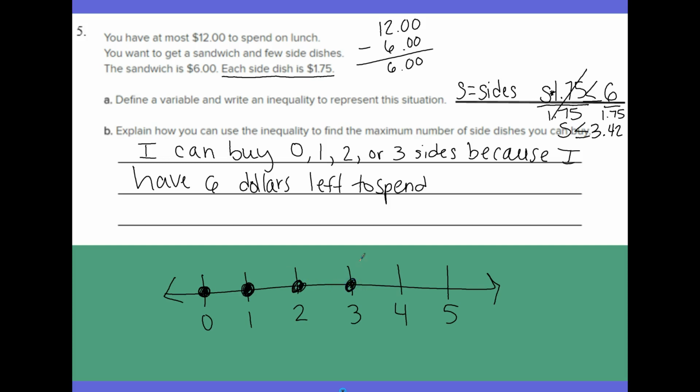This would not be a situation where we would draw our line to graph our inequality, because I can't buy 1.5 sides. I've never gone to a restaurant and bought a half of a side or a fourth of a side before. So that's why we would only have our dots colored in like this. Okay?